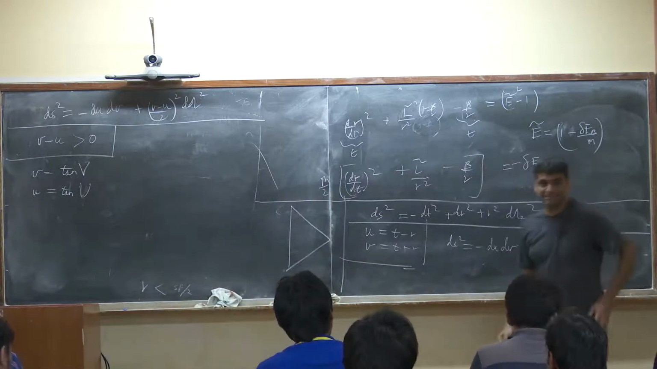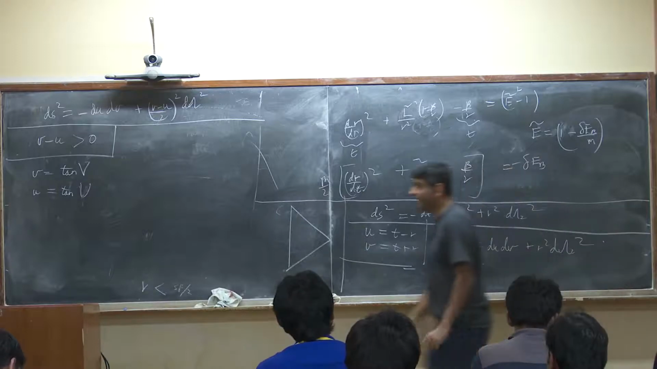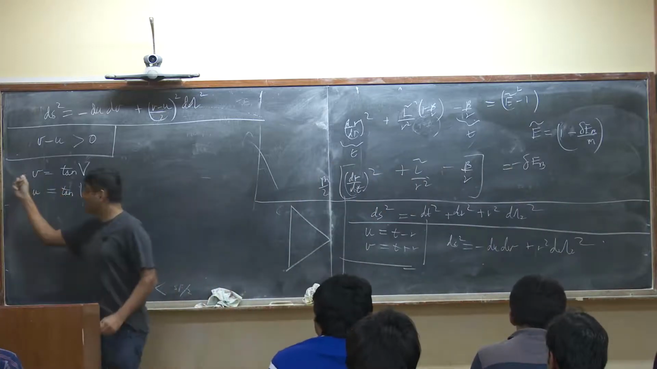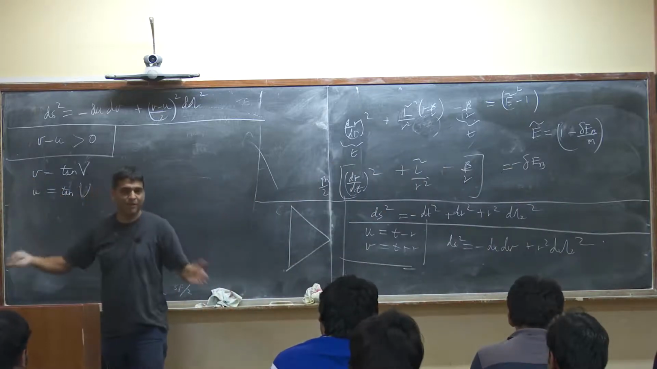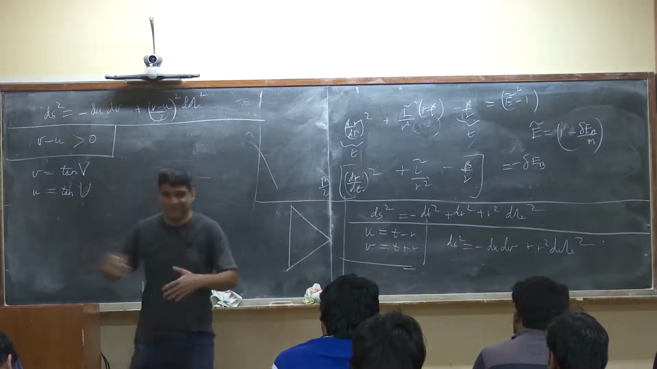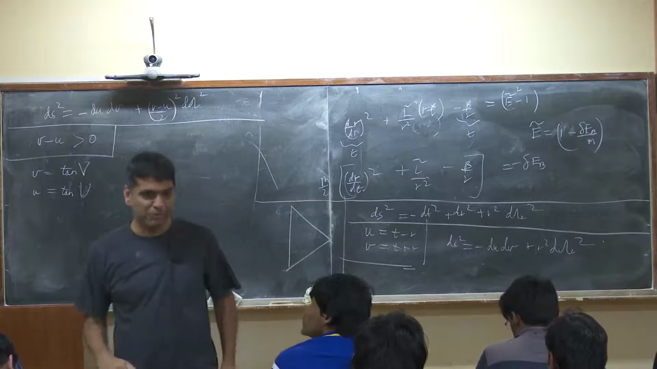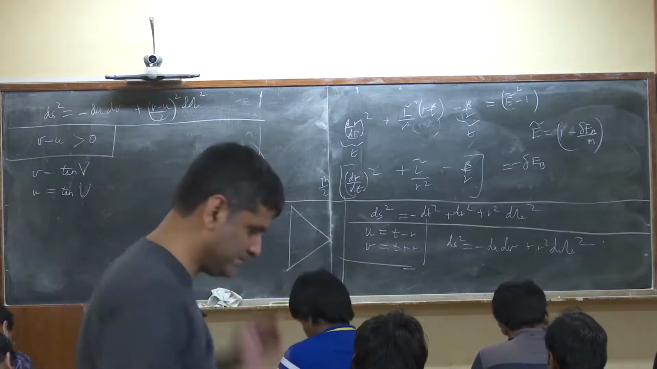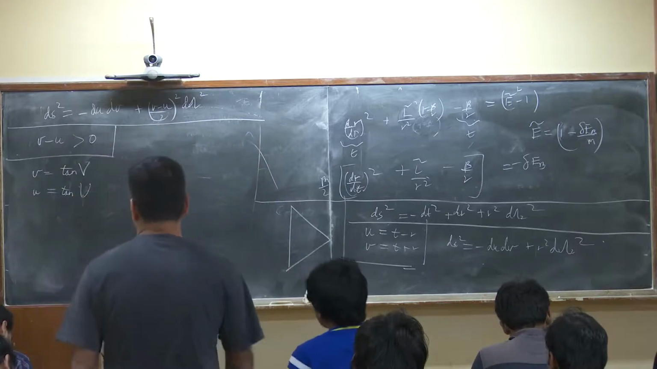No, ordinary tan. I want an ordinary tan because I want something that will range over all allowed values. Hyperbolic tan only ranges from 0 to 1, but this u and v range from minus infinity to infinity. So hyperbolic tan wouldn't be very good.